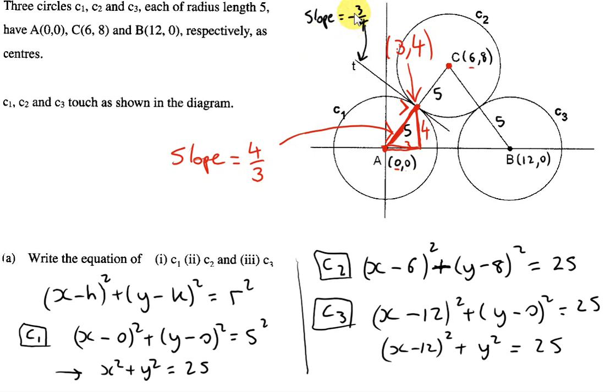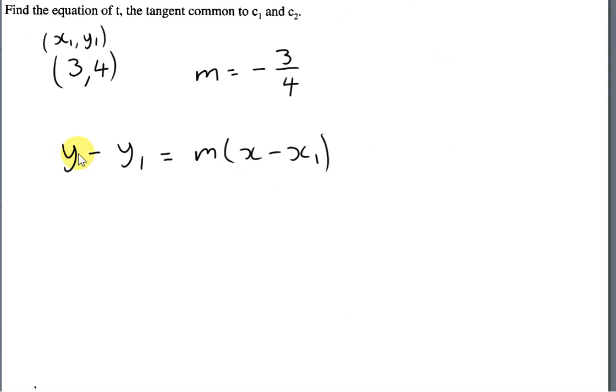Notice that the slope of the tangent comes out to be negative, and that's what you'd expect. If we take a line with positive slope, then any line that's perpendicular to it will have negative slope, sloping the other way. Here is the formula for the equation of a line. The point we call (x1, y1), and the slope we call m. So we have y minus 4 equals minus 3/4 times x minus 3.